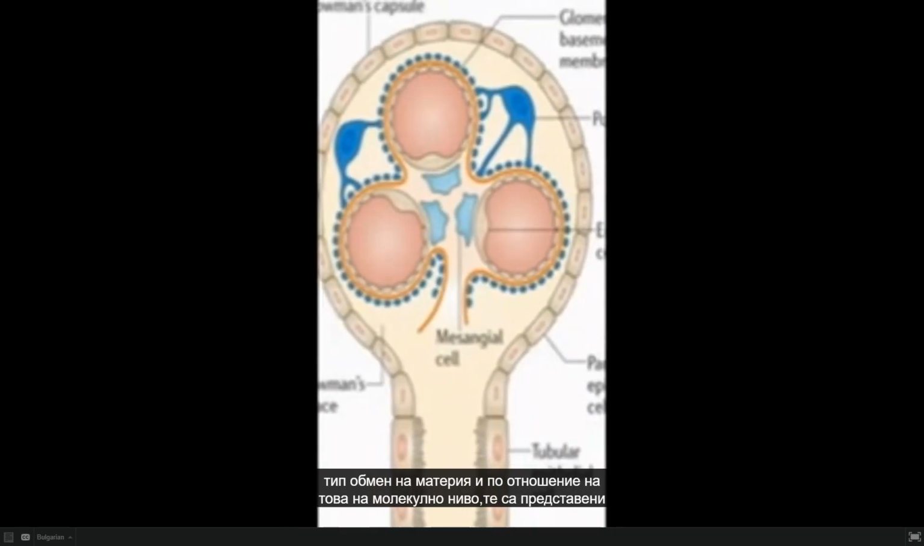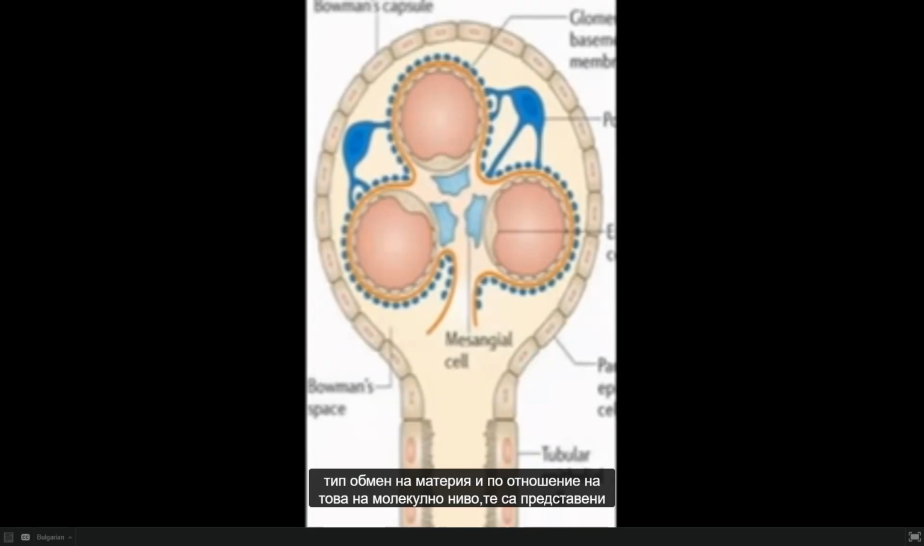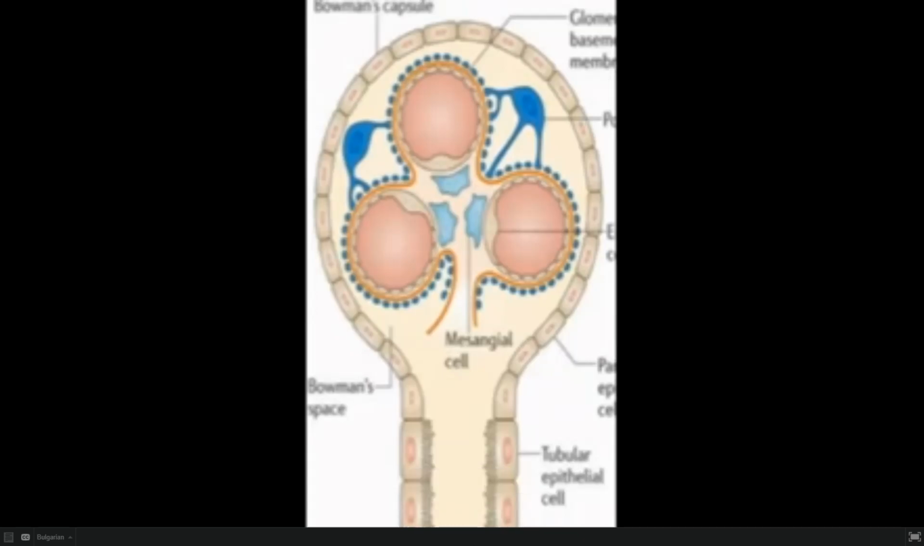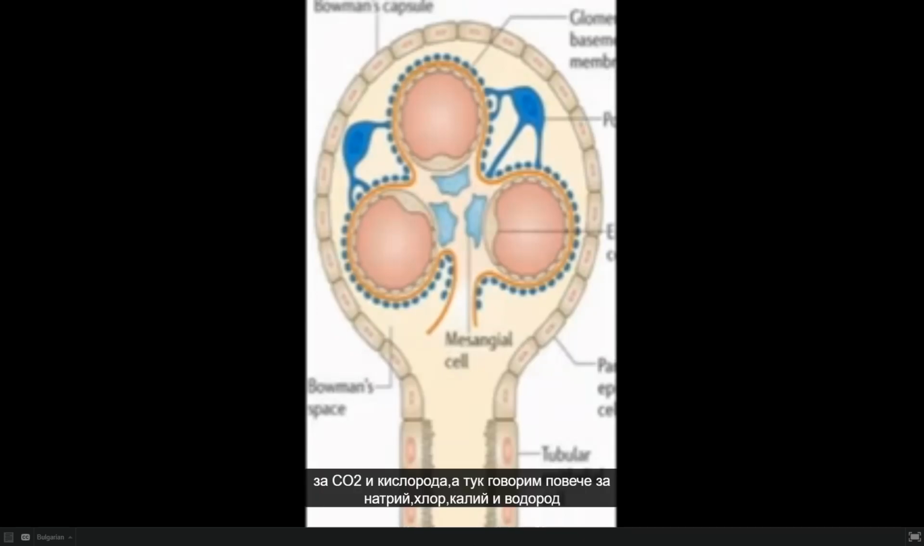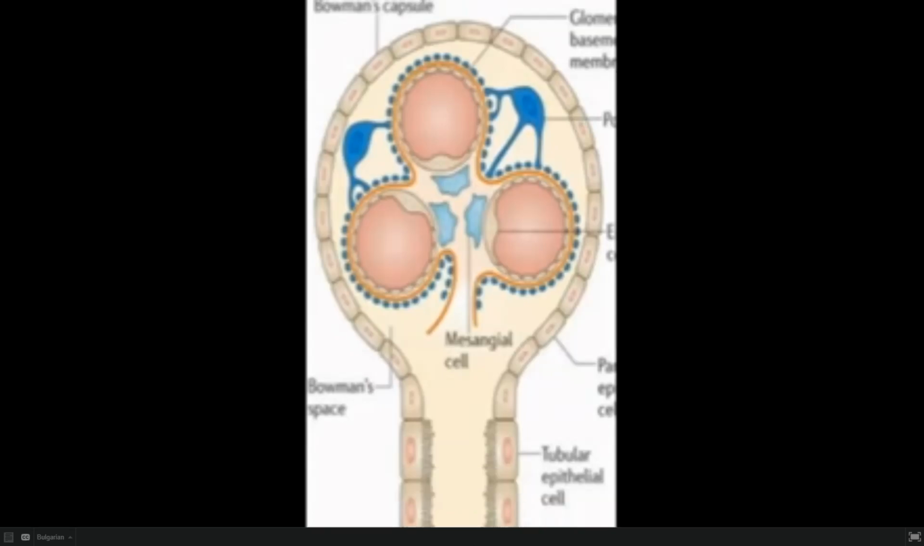And regarding that, at the molecular level, they are represented with different elements. As you see, for our lungs we speak more about CO2 and oxygen. Here we speak more about sodium, chlorine, potassium, and hydrogen. In the stomach, it is the same.